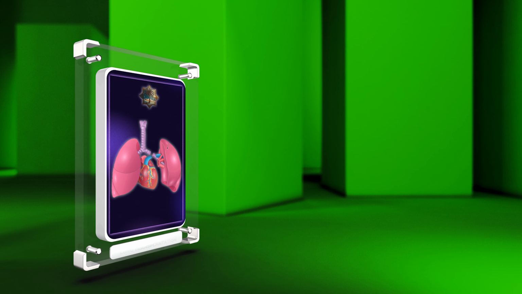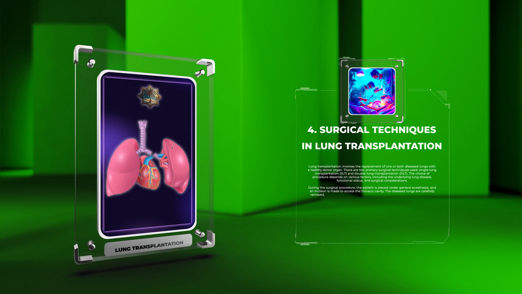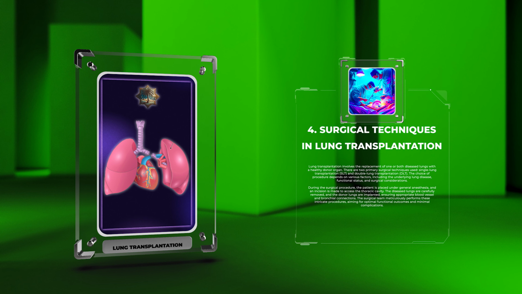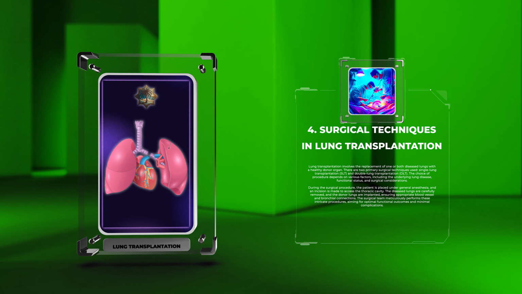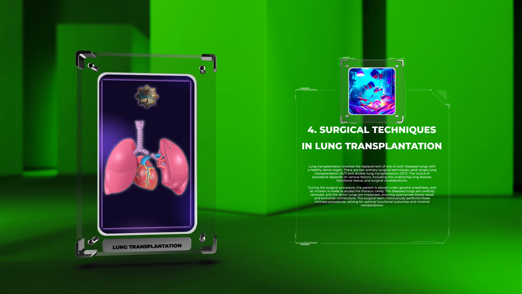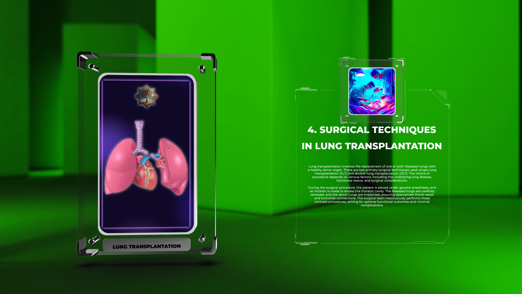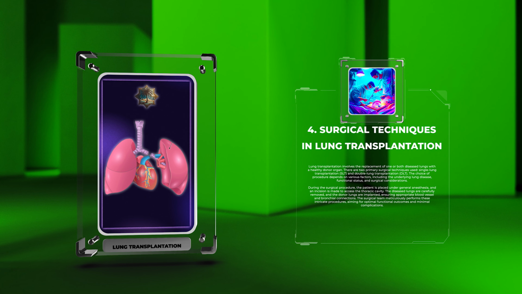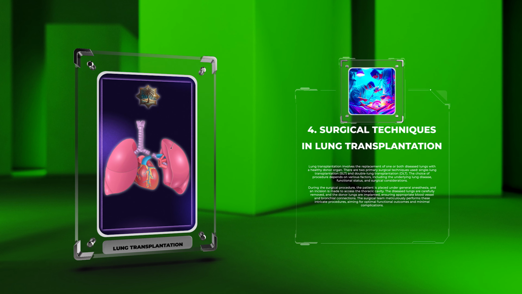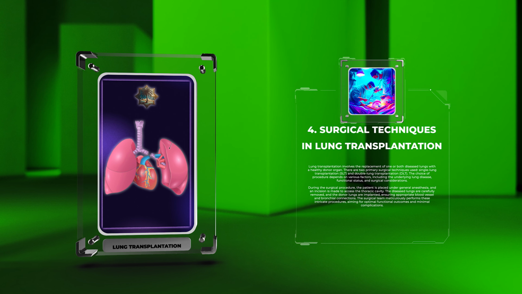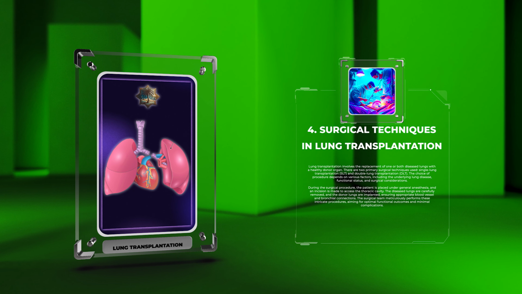Lung transplantation involves the replacement of one or both diseased lungs with a healthy donor organ. There are two primary surgical techniques used: single lung transplantation, SLT, and double lung transplantation, DLT. The choice of procedure depends on various factors, including the underlying lung disease, functional status, and surgical considerations. During the surgical procedure, the patient is placed under general anesthesia, and an incision is made to access the thoracic cavity. The diseased lungs are carefully removed, and the donor lungs are implanted, ensuring appropriate blood vessel and bronchial connections. The surgical team meticulously performs these intricate procedures, aiming for optimal functional outcomes and minimal complications.